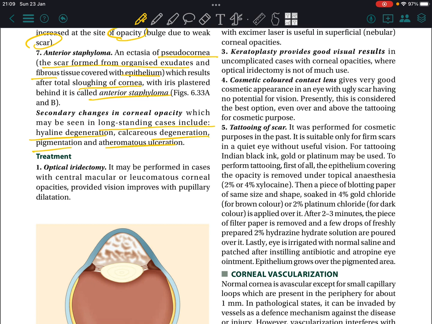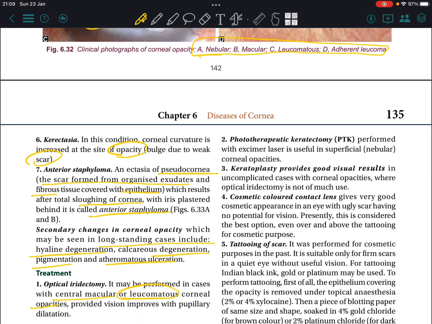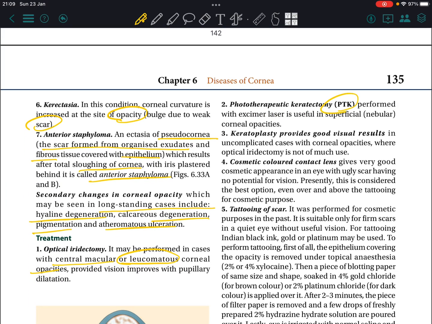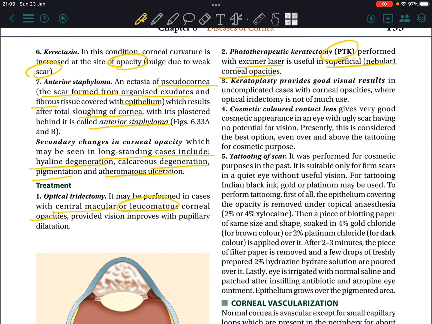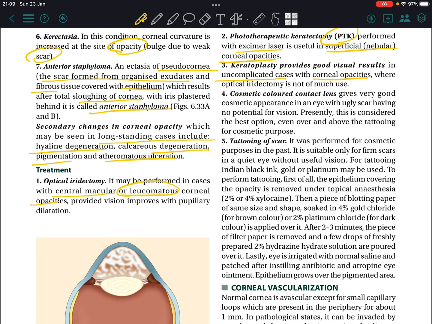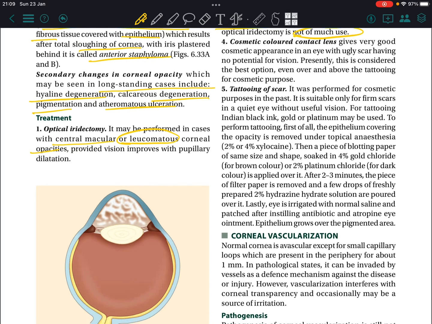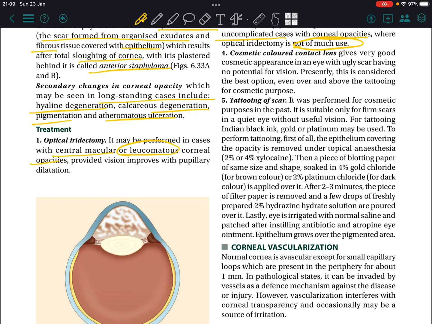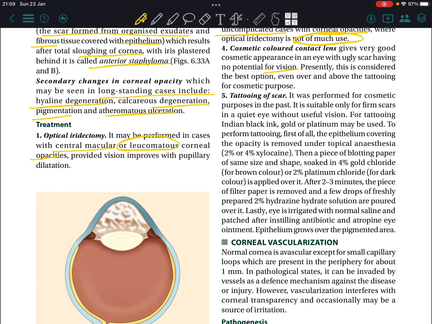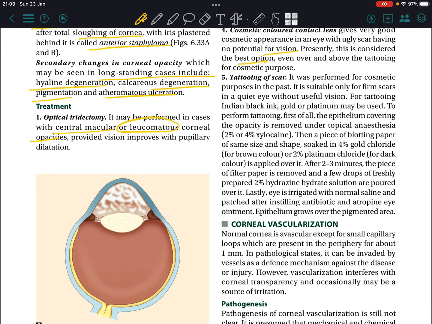Treatment: optical iridectomy may be performed in cases with central macular or leukomatous corneal opacity, provided vision improves with pupillary dilation. Phototherapeutic keratectomy performed with excimer laser is useful in superficial corneal opacity. Keratoplasty provides good visual result in uncomplicated cases with corneal opacity where optical iridectomy is not of much use. Cosmetic colored contact lens gives very good cosmetic appearance in an eye with an ugly scar having no potential for vision. Presently, this is considered the best option, even over and above tattooing for cosmetic purposes.